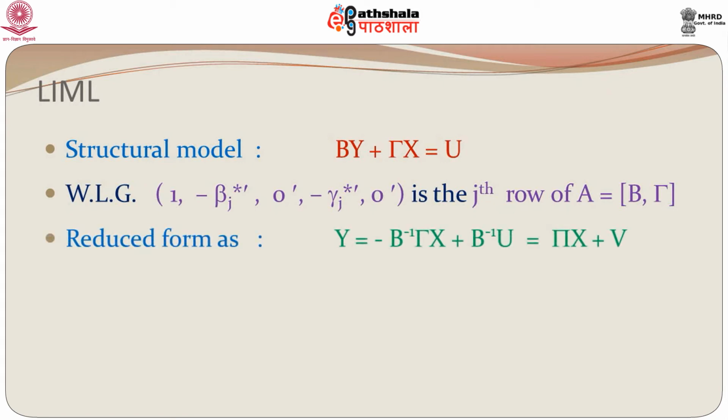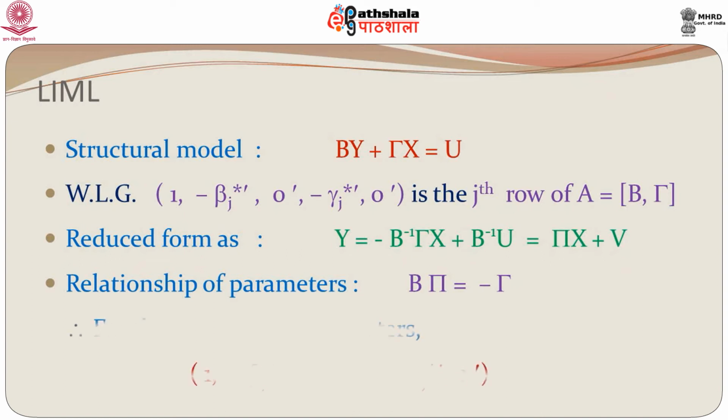The reduced form is as before, y is equal to pi x plus b, which we obtain from the structural model by taking the inverse of b, and we have the relation that b pi is equal to minus gamma. This we have seen before as well. So, we have the structural model, we have the reduced form model, and we have the jth equation parameters in terms of the structural model.